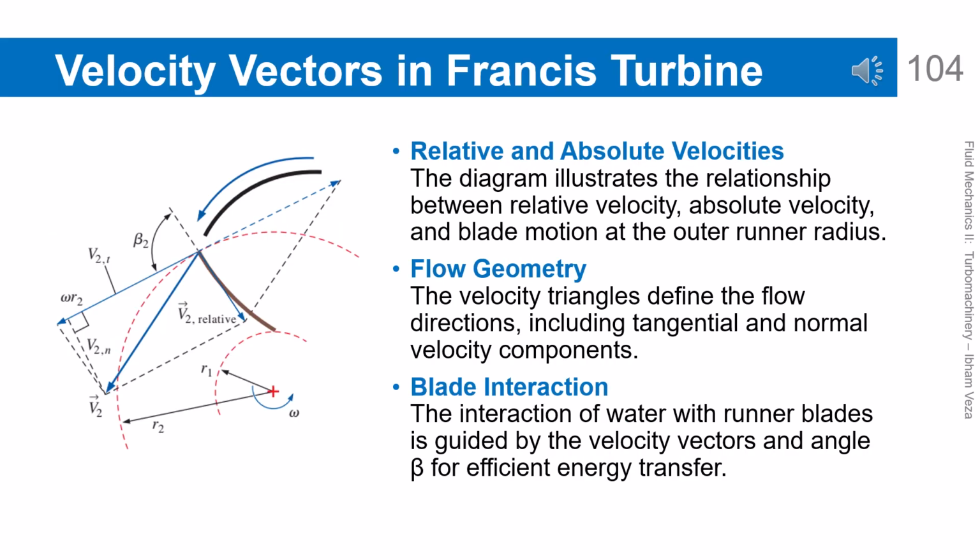Velocity vectors in Francis turbine. This diagram shows the relationship between relative velocity, absolute velocity, and blade motion at the outer radius of the runner. Velocity triangles are used to describe the direction and magnitude of tangential and normal velocity components. From this, the exchange of energy and momentum between the fluid and the runner can be analyzed. The blade angle beta strongly determines the flow direction and the amount of energy transfer. This approach is the basis of reaction turbine performance analysis.